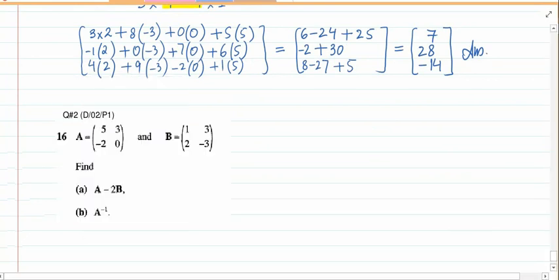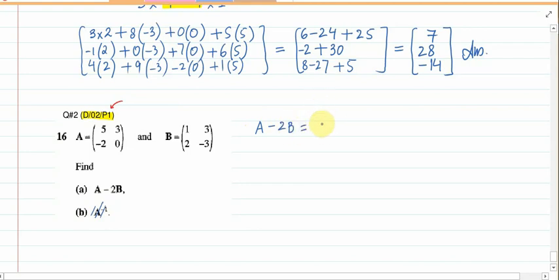So it's December 02 paper 1, you can see here, and the important thing here is it's paper 1, right? So avoid using a calculator during this question. You need to find A minus 2B, and the second part we leave it right now. So A minus 2B, we know that 2B means that we need to multiply B with 2.